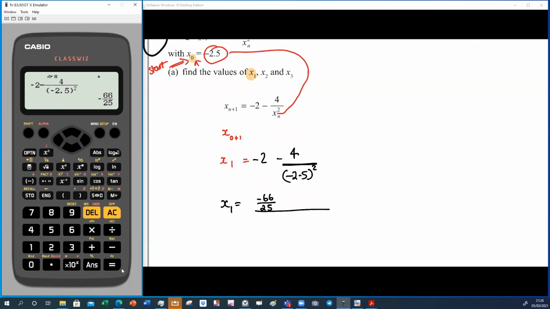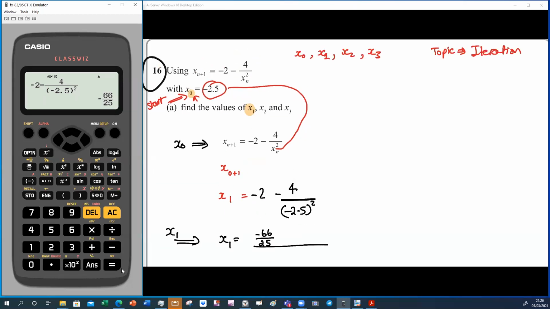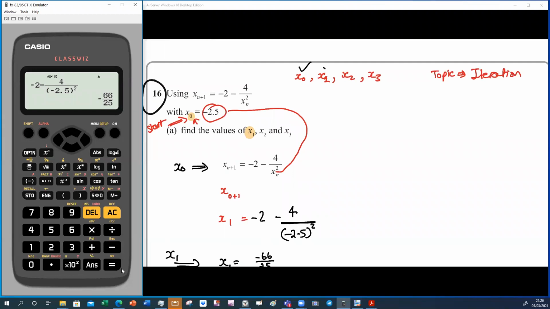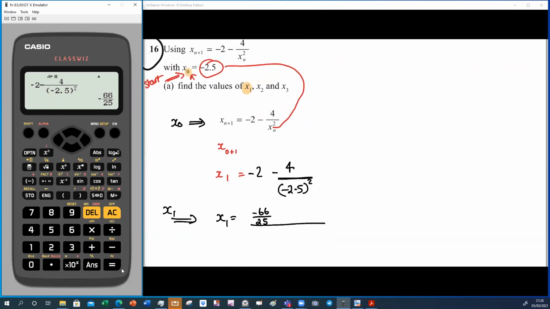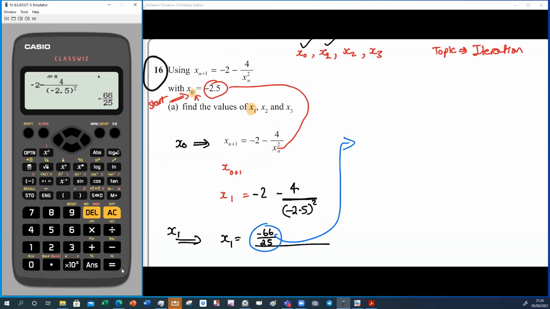So remember, we started off by putting x0 into here. That has now generated x1. So we started with x0, we got x1 now. In order for us to work out x2, I've got to put x1 back into the formula. So let's change color. We can grab this, and we can do it again. So let me do another one.